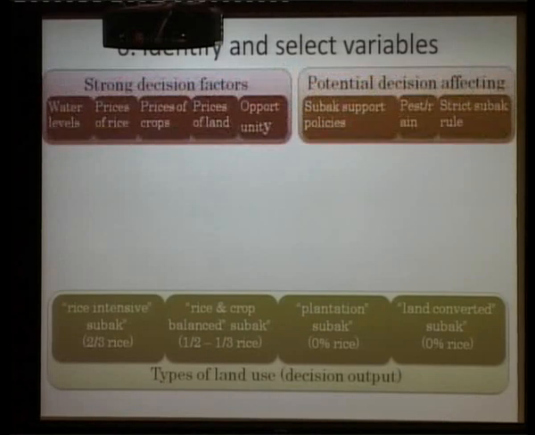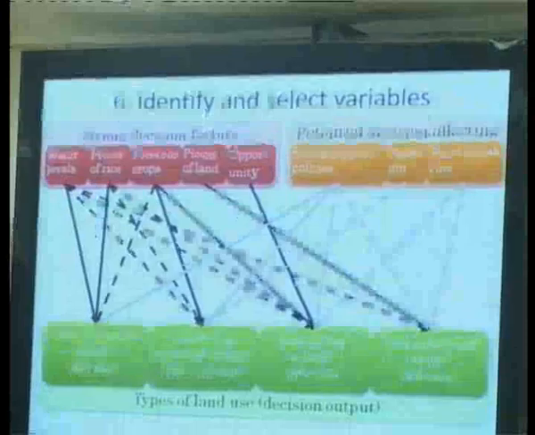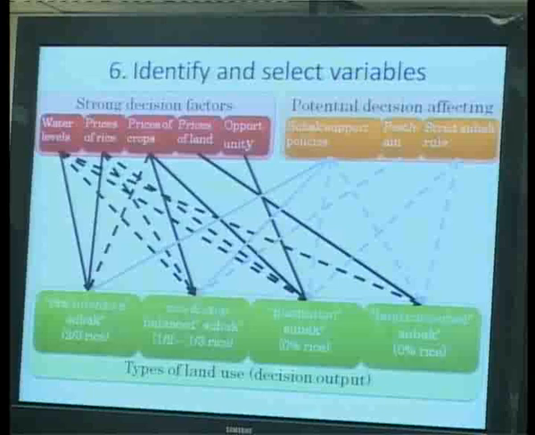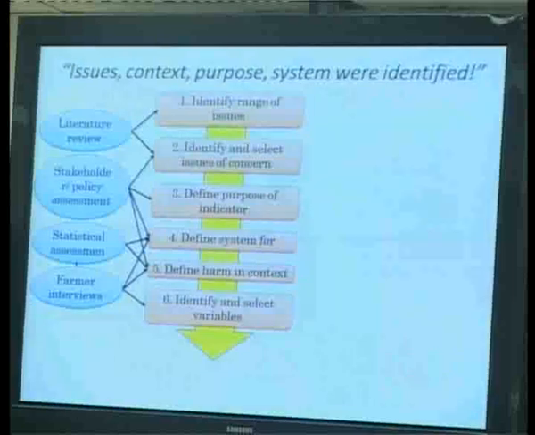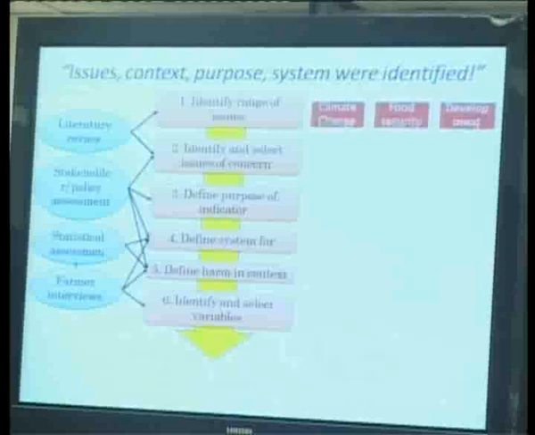Then we found water level, price of rice, price of crop, price of land, opportunity for new jobs, and then those things affect land use change, and there's an interaction between the factors in how they change the land use. Yeah. So far our work stopped up to here, but from this until now we found.